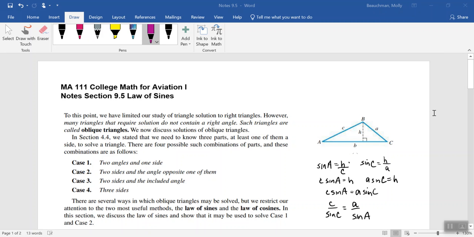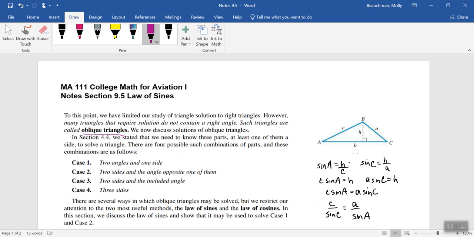In this video, we're going to take a look at how to find sides and angle measures of triangles that are not right triangles. So to this point, our study of triangle solutions has been to right triangles. However, many triangles that require solution do not contain a right angle. Such triangles are called oblique triangles. We now discuss solutions of oblique triangles.